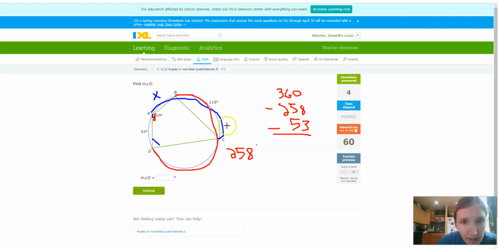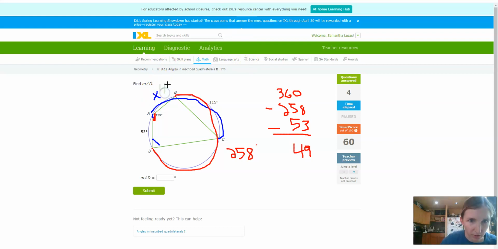Because the entire thing should add up to 360, right? So if this red piece is 258, and A to D right here is 53, well then I can back into what AB should be. So I do that by doing this calculation over here. On my phone calculator, I'm going to do 360 minus 258 minus 53, and that's going to give me 49. So now I know what AB is. I want to change the color, but for some reason I cannot. All right, so AB is 49.